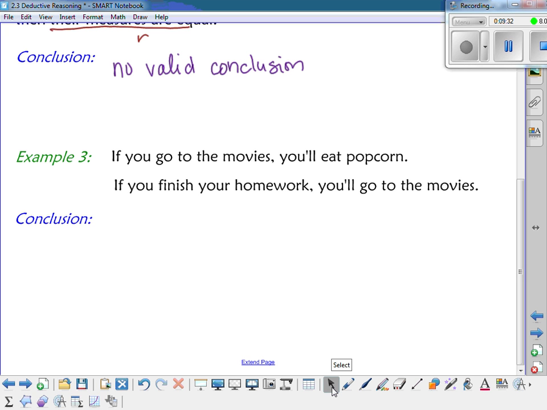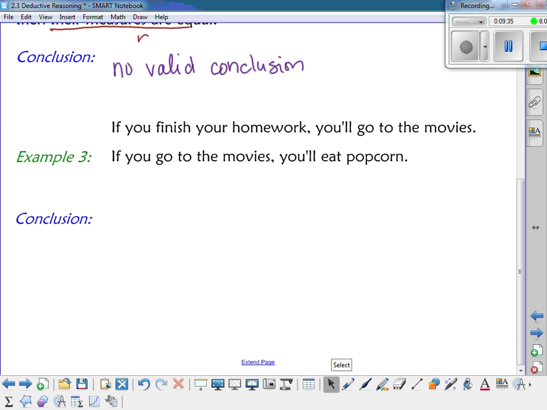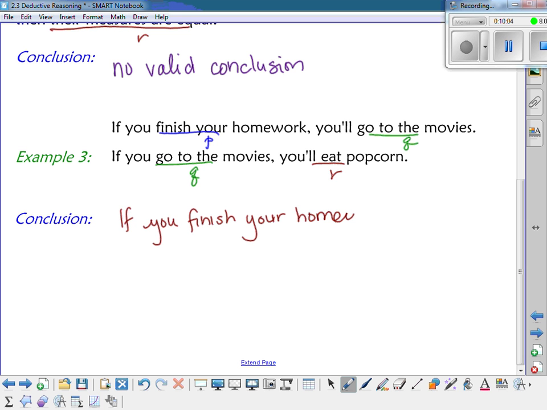And so if I rearrange these sentences and move the second sentence first, if you finish your homework, you'll go to the movies. If you go to the movies, you'll eat popcorn. Now it meets the pattern. Here's P, here's Q, here's Q again, and there's R. So I can actually conclude, if you finish your homework, you'll eat popcorn, because I was able to take out the one that was the same in the middle.